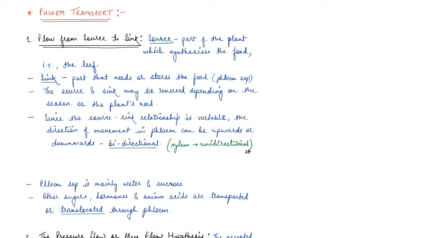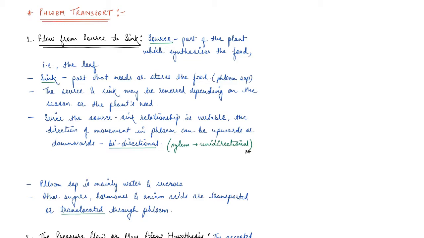So in today's video, we are going to cover the very last topic of class 11th chapter 11, which is transport in plants. So today we are going to cover all about phloem transport. Now basically this flow is from source to sink. We'll talk about the source and sink as well, right?